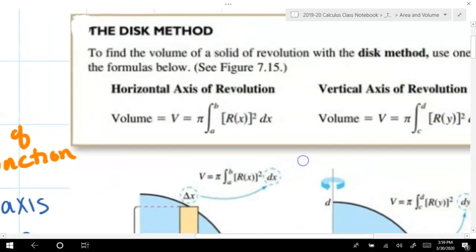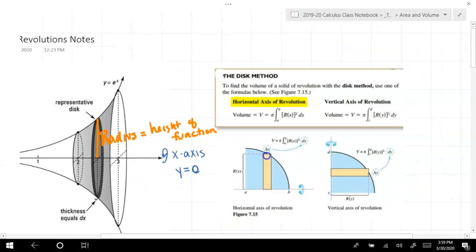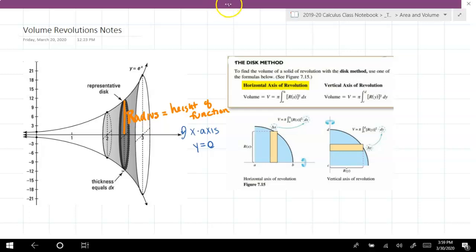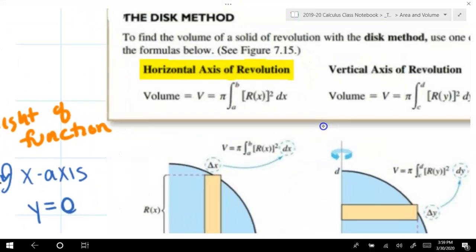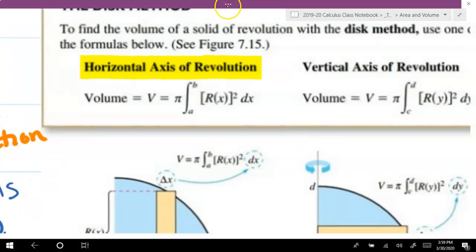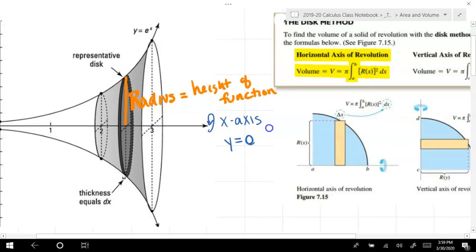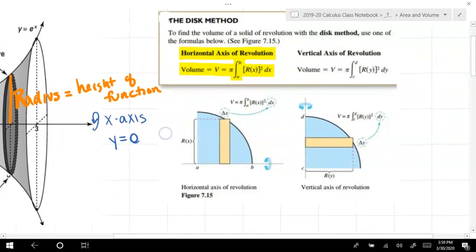So the equation to find the volume when revolving around a horizontal axis, well, we're going to integrate the area of the circle. And the area of a circle is pi r squared, from the lower to upper bound, smaller to bigger number.